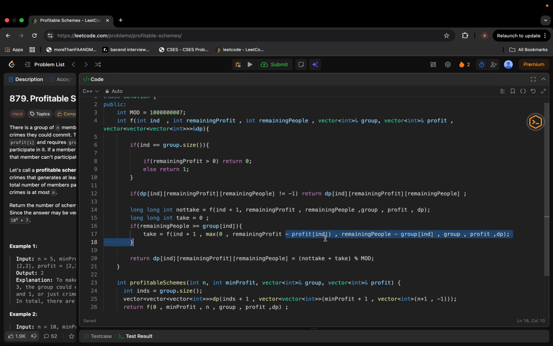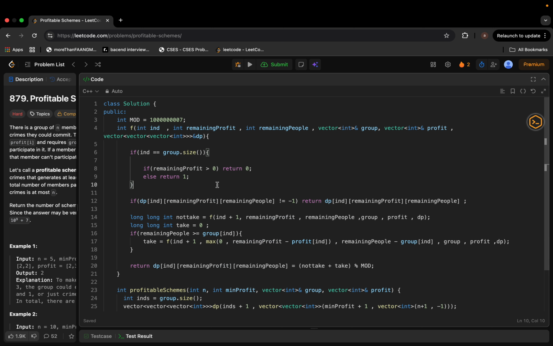Okay, just ignore this. I'll let you know why I have taken this max of 0. Now what will be the remaining people? Remaining people minus the group number of people. And since we know that we have to find the number of ways, either we can take or not take, so we'll just add take plus not take.